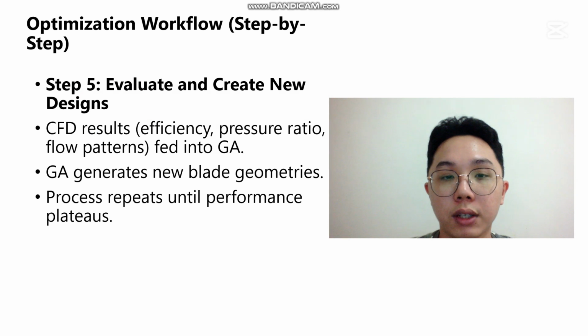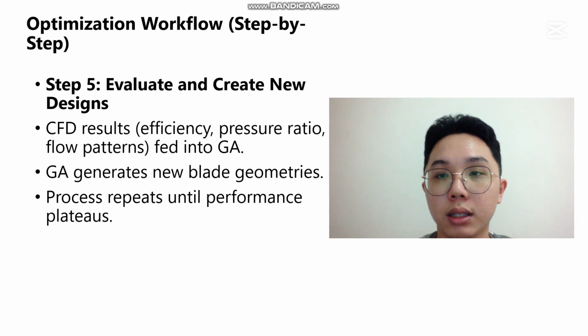In the final step, the CFD performance results such as efficiency and pressure ratio are used as input for the genetic algorithm. The genetic algorithm evaluates each redesign's fitness, selects the best performing candidates, and generates new variations through crossover and mutation. These updated geometries re-enter the workflow in a closed-loop process that continues until performance improvement plateaus. This iterative approach enables automated refinement of the impeller design based on real-world aerodynamic data.